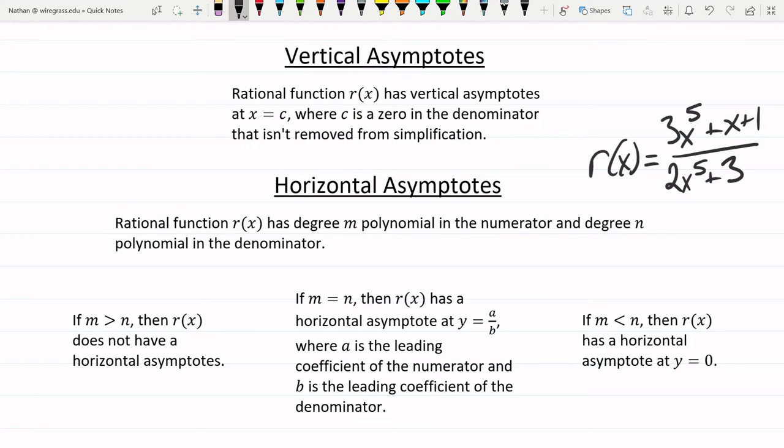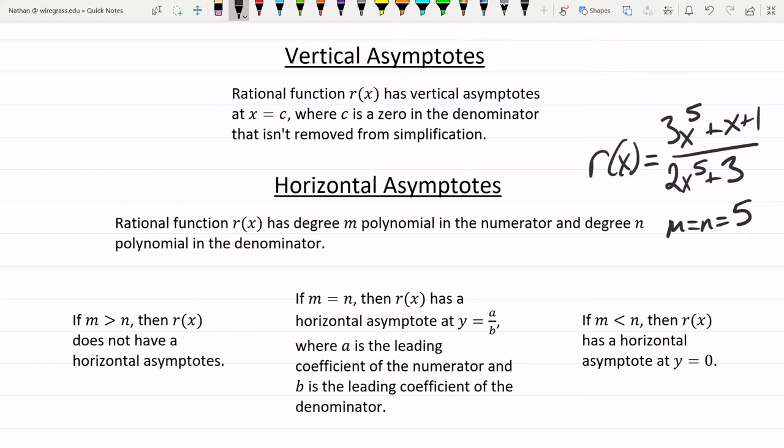In this case, both m and n equal 5. Then it says the horizontal asymptote is at y equal to a over b. And a and b are the leading coefficients in the respective sides of the polynomial. So like in the numerator, the leading coefficient is 3. That's because the highest power is 5, x to the 5th. So the leading coefficient is the coefficient in front of the degree term, x to the 5th.